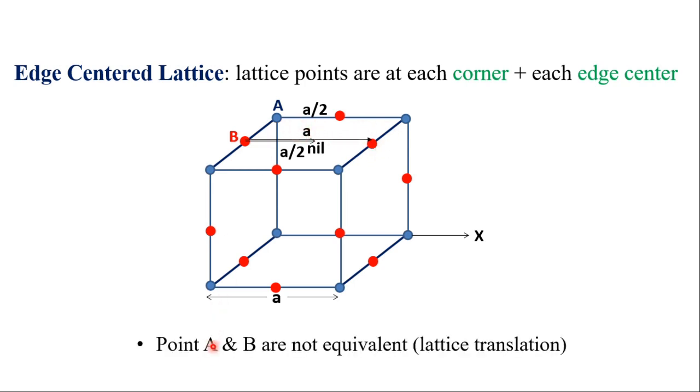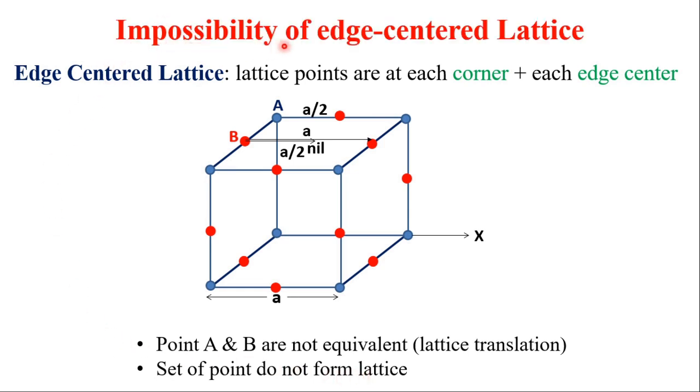Thus, points A and B are not equivalent because they do not obey the basic rule of lattice translation. We can generate a lattice only if the unit cell is repeated through lattice translation in a given space. In our case, A is a corner point and B is an edge center of the given lattice, and this set of points is not capable of forming any lattice, due to which the edge-centered lattice does not exist in our list.